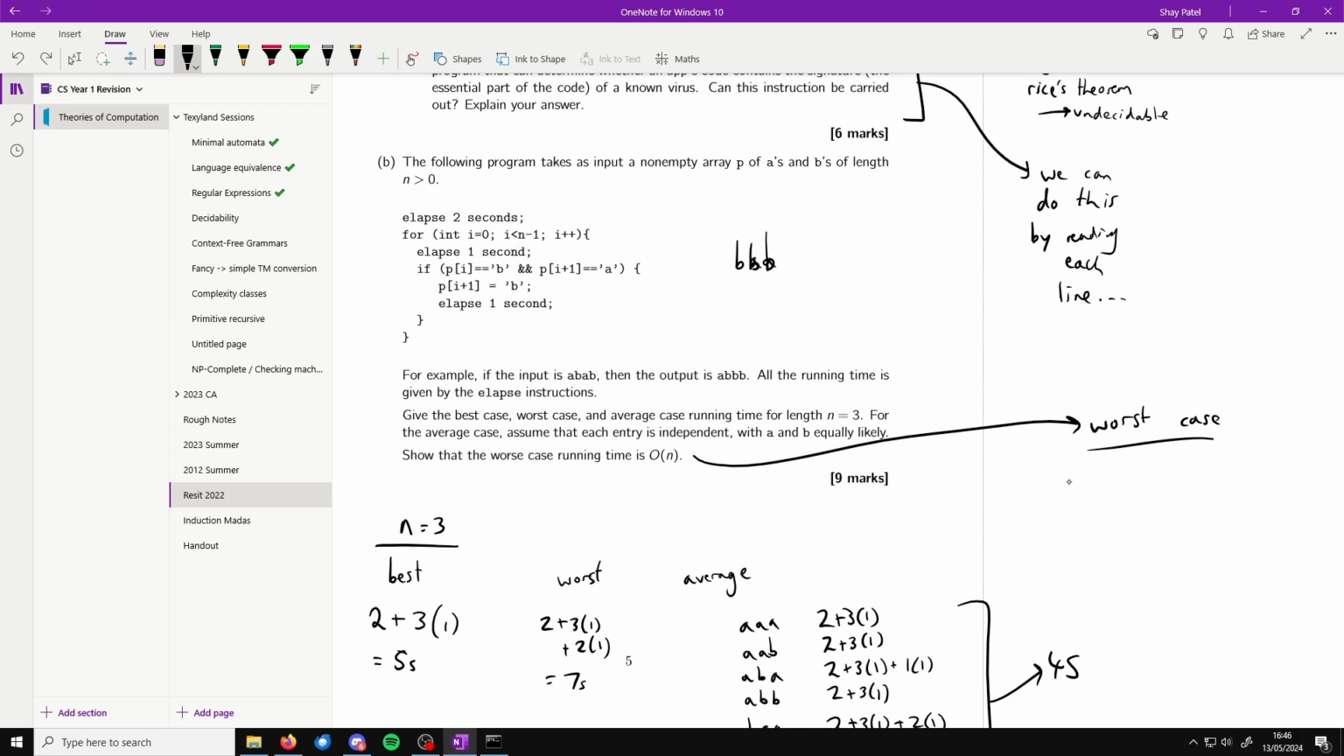Okay, so in the worst case, we're elapsing 2 seconds. And then for every character, we're elapsing 1 second. And then in the worst case, for every character, we're elapsing another... Ooh, no, this is wrong. Have I just done all of this very wrong? I have. Wait.